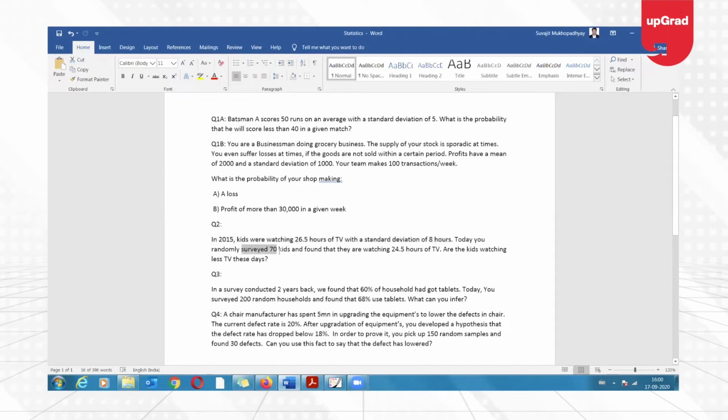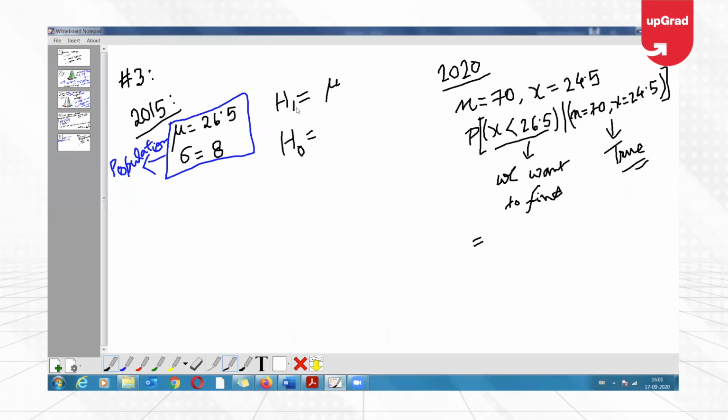Is it enough for you, by surveying 70 kids, to conclude that the population data, which in this case is 26.5 hours, has dropped? So what is my belief? What is more likely to happen? There is my alternate hypothesis. What is least likely to happen?